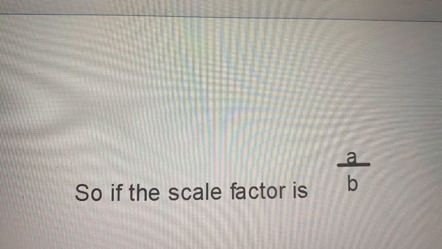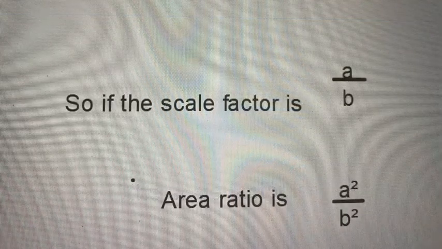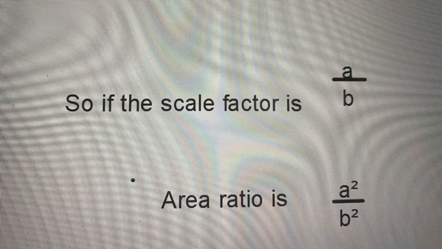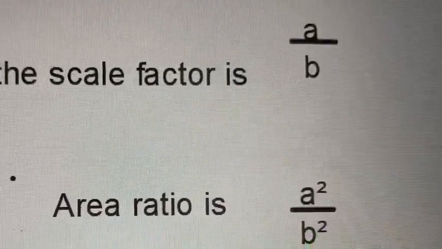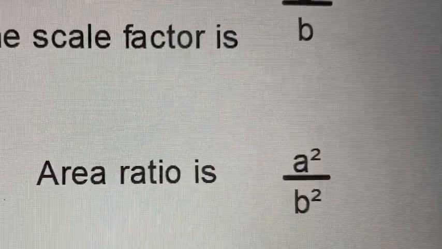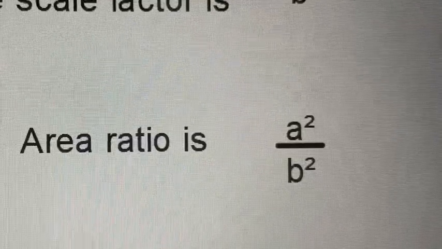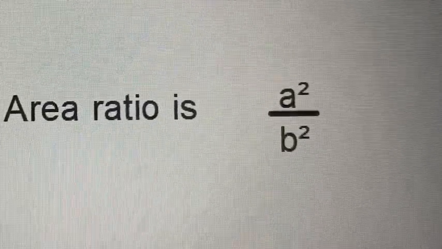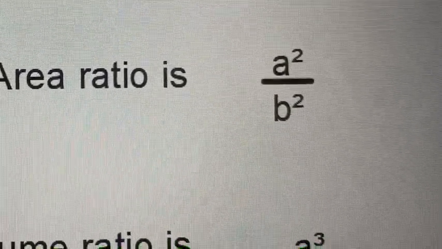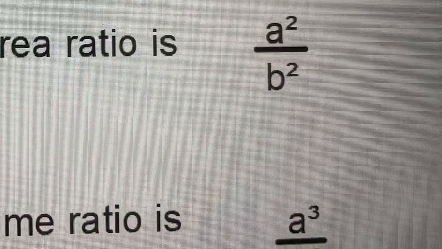Therefore, if the scale factor is A over B, then the area ratio is A squared over B squared. Makes sense? Okay, so what do you think the volume ratio is going to be? Yep, the volume ratio is going to be A cubed over B cubed. And that's going to work for any time I have area or volume of a prism or cylinder.